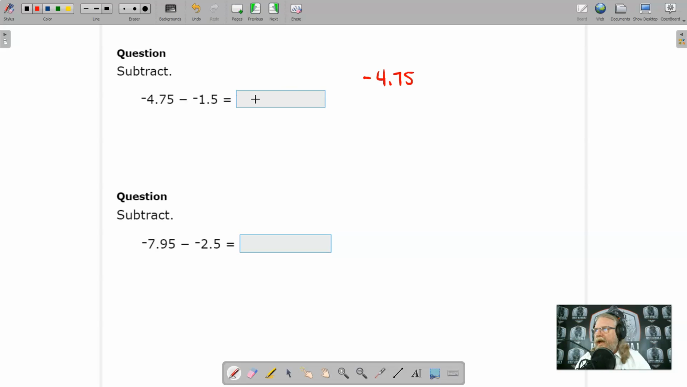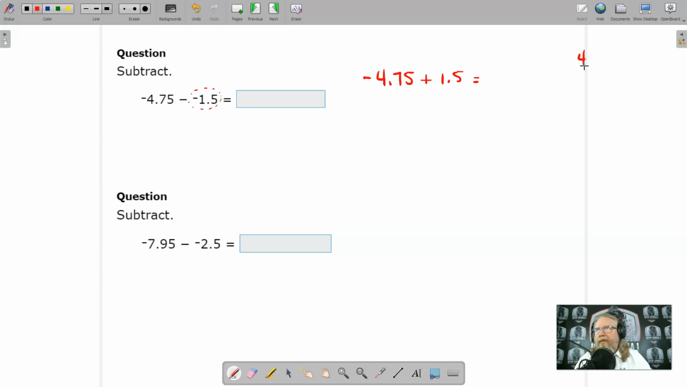Let's change the subtraction to addition. Let's take the opposite of the number that follows the sign that we changed. The opposite of negative 1.5 is positive 1.5. So now we are adding together a negative number and a positive number. So we know that means we need to actually subtract them, correct?